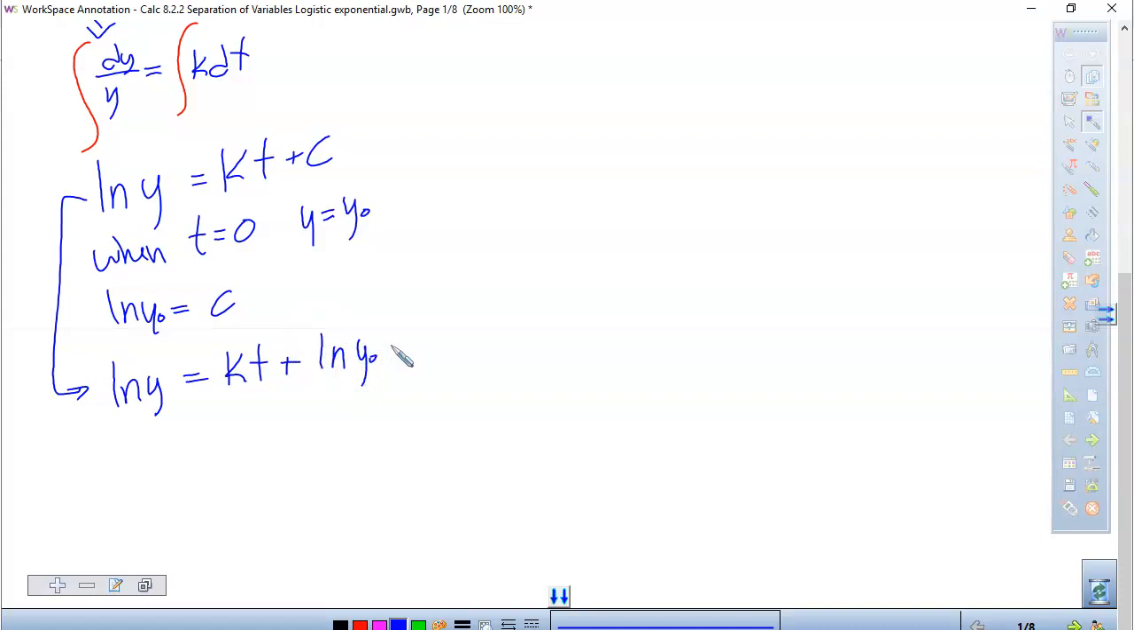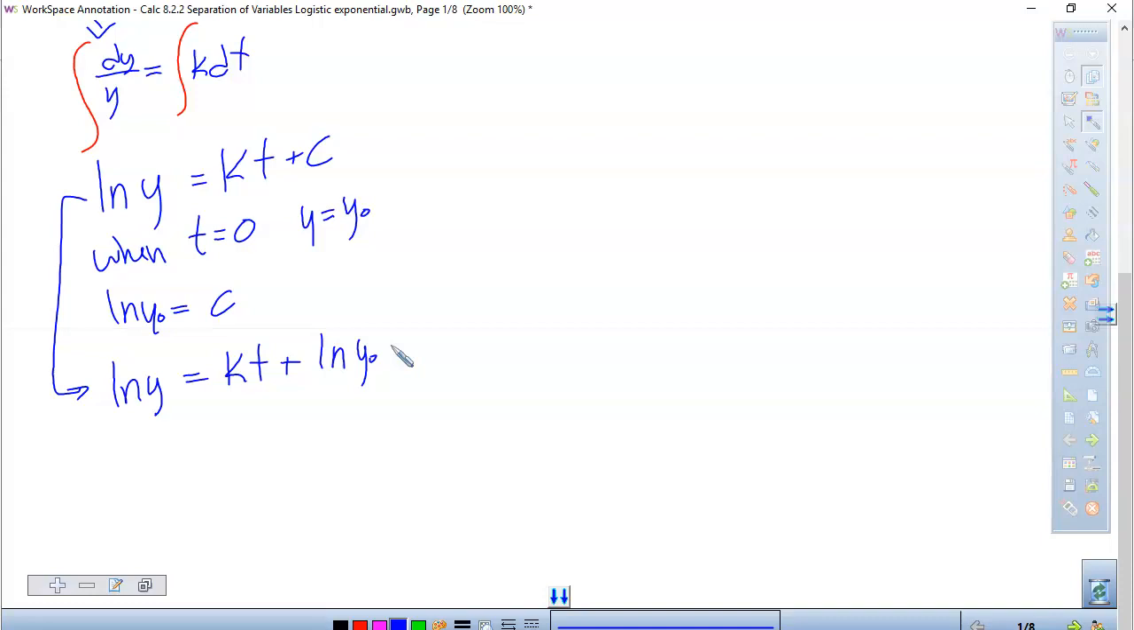All right? Now, currently, that is in logarithmic form. Let's put that into exponential form. Okay? So let's convert it from logarithmic form to exponential form. So remember, natural log really means log base e.